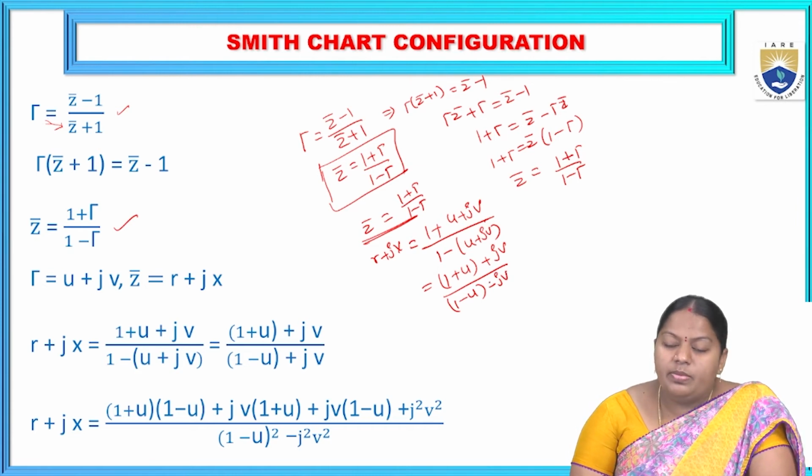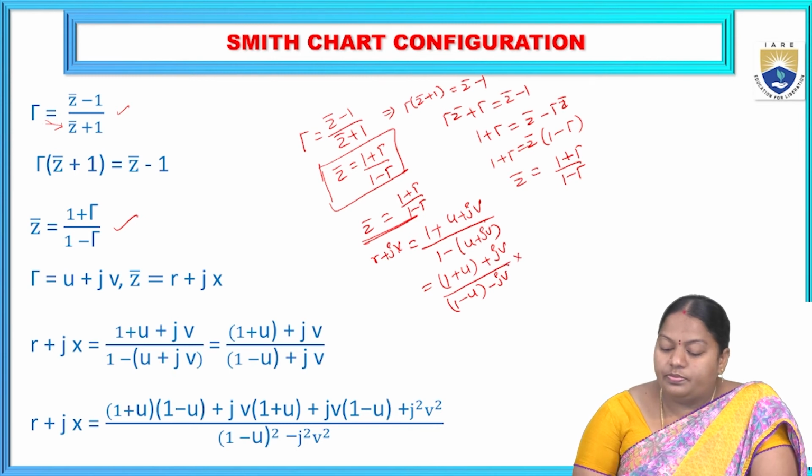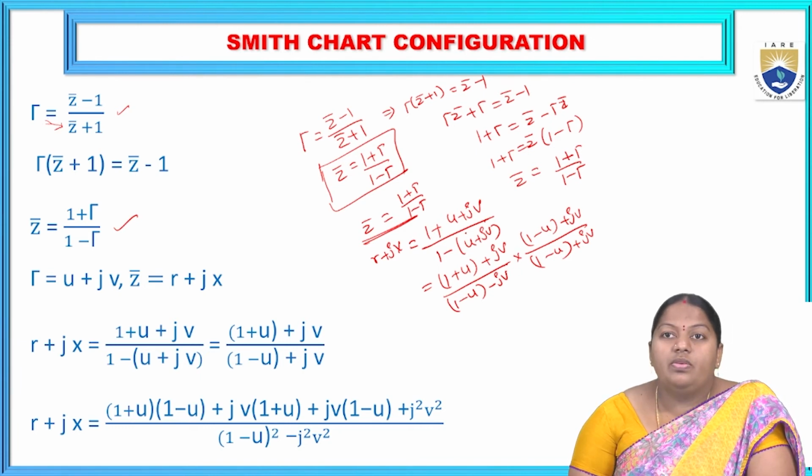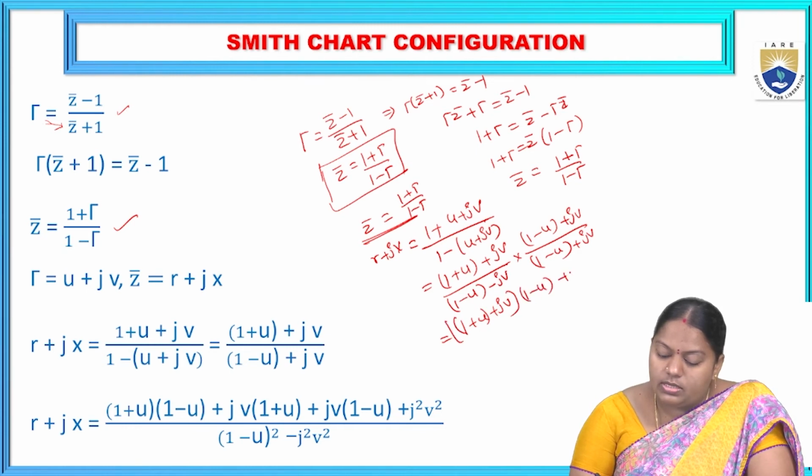and minus jv is an imaginary term. Now to separate the real and imaginary, we need to rationalize this one with (1 minus u plus jv) by (1 minus u plus jv). Right? So if these two get cancelled, the equation remains the previous one only. It won't alter. So which is equal to, 1 plus u plus jv into 1 minus u plus jv.